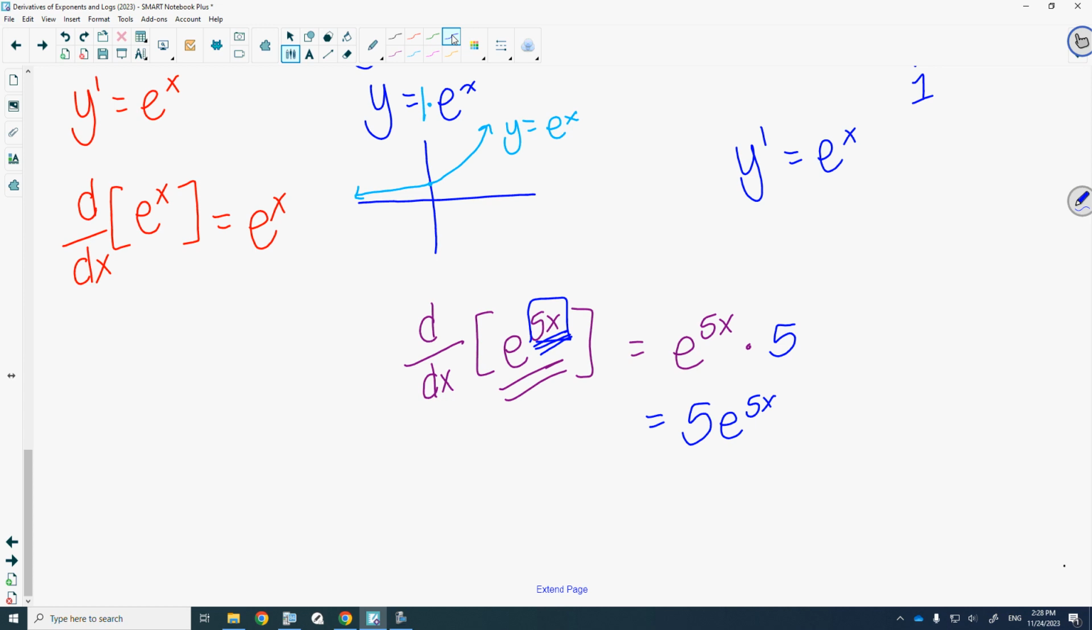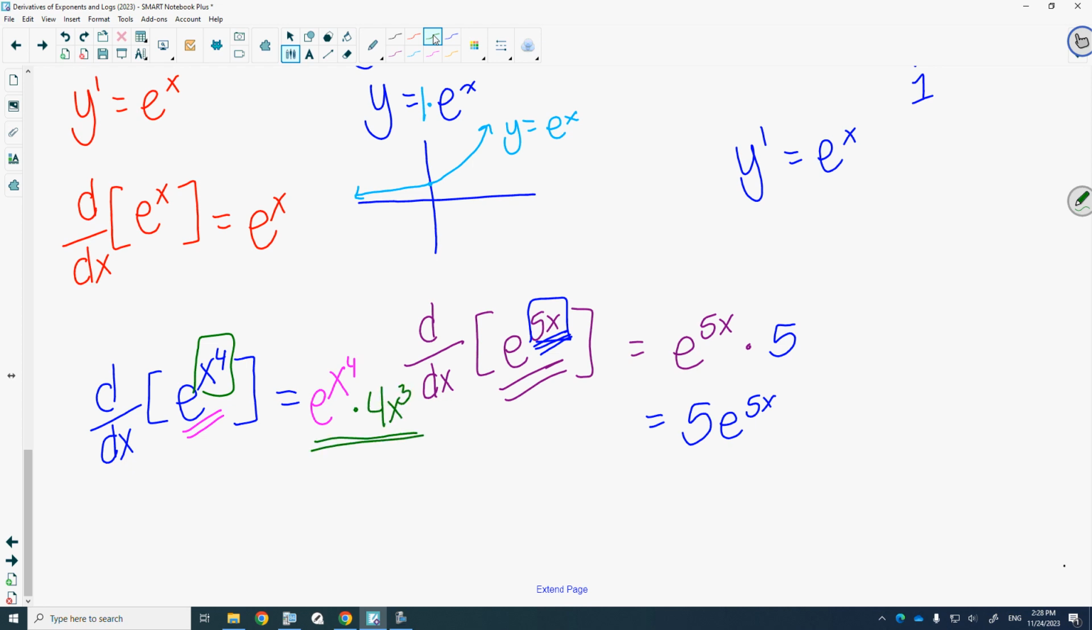I'll show you one more. Differentiate with respect to x, e to the power of x to the 4. The derivative is the function itself, so e to the x to the 4, and then you multiply that by the derivative of x to the 4. According to the power rule, that is 4x cubed. And that is the derivative of e to the power of x to the 4.